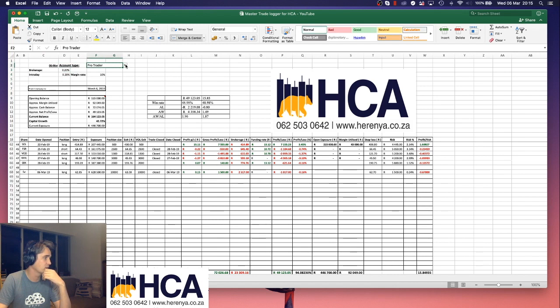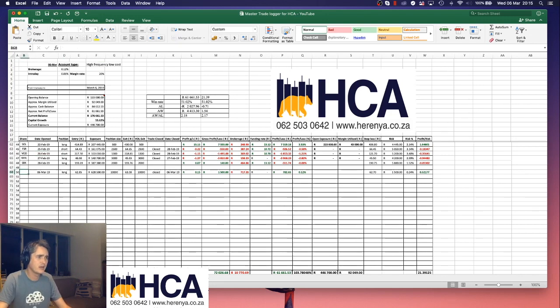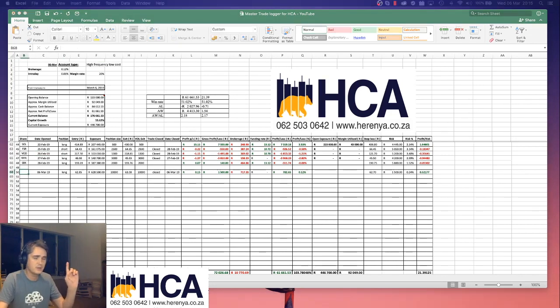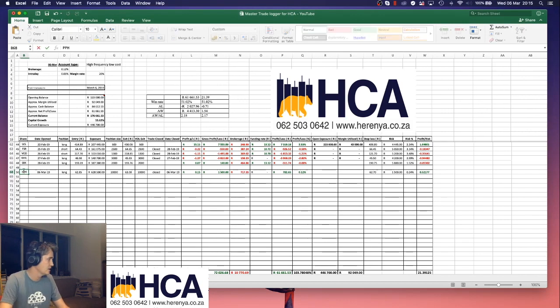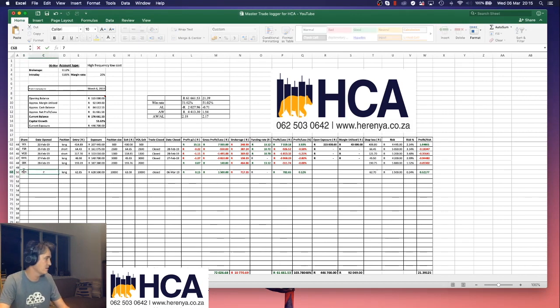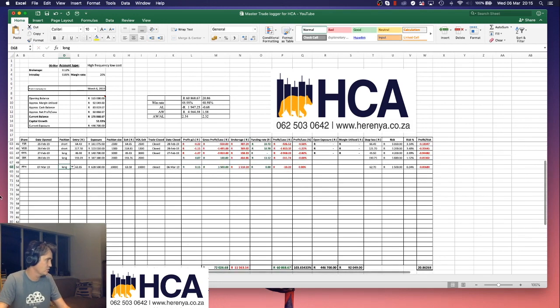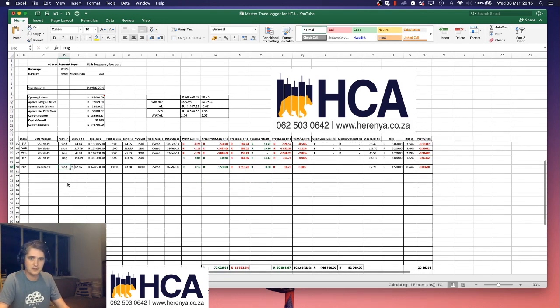I've got two different account types, a pro trader account and a high frequency account, and depending on which account you have, the applicable fee structure applies. So let's say, for example, we traded PPH, that was our trade, yeah. We take PPH on the 7th of March 2019. We are going to go short, so we take a drop down and pick short.